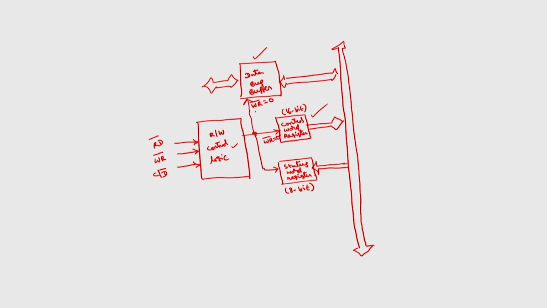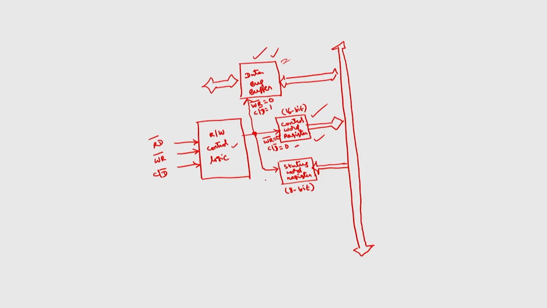So, if C by D bar is equal to 1 and write bar is equal to 0, data buffer will be selected. If C by D bar is 0 and write bar is equal to 0, control word register will be selected. Is it clear now? So, C by D bar is going to decide whether the control word register or data bus buffer is selected, even if write bar is equal to 0.